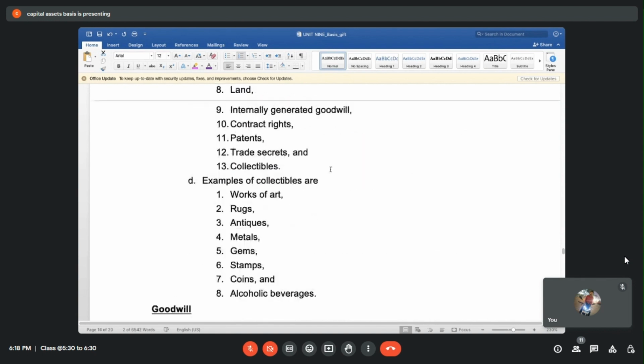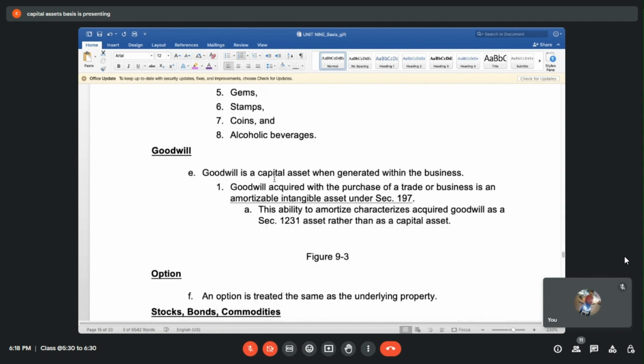There are certain things you have given here. It could be trade secrets, rights, contract rights. Those are not tangible assets. So when there is a difference, how do you want to do that with goodwill?